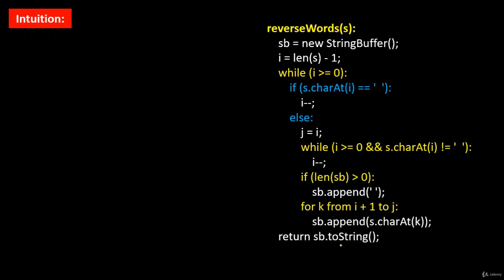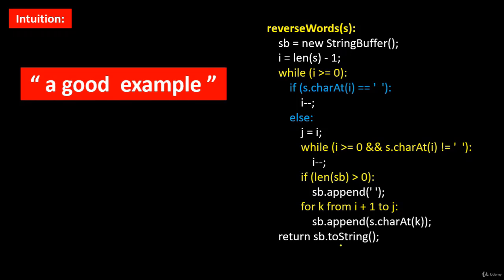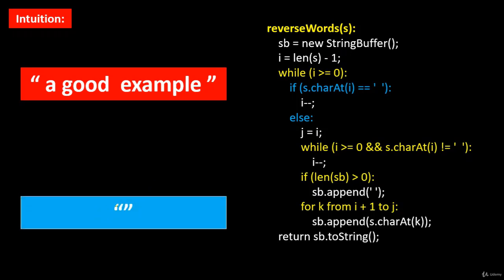Now let's see how this works. For that, let's take this as an example. So first, we're going to initialize a pointer I to this empty space character, and this is our string builder. Initially the string builder is empty. Now I is pointing to this empty space. Now let's move I to the left since I is pointing to this empty space. Now I is pointing to this character e, so we see this if condition is false here, and j will point to this character e. Now let's move I to the left until we find a space character.